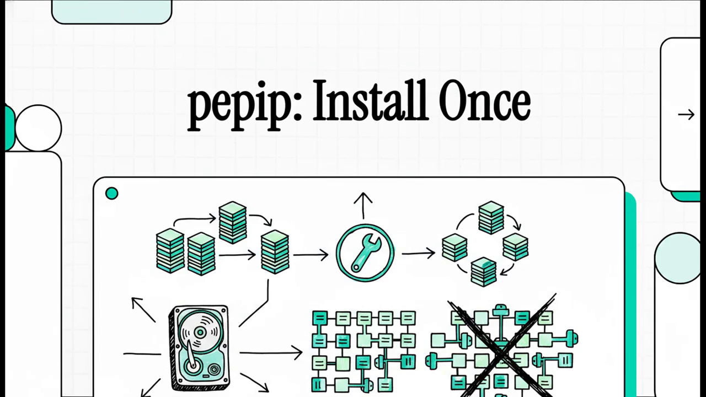All right, Python developers, let's talk about something we've all felt. That slow, creeping dread as you watch your hard drive fill up project by project. Today, we're looking at a tool that tackles this problem head-on. It's called pepip, and its whole philosophy is built on a really simple, powerful idea.